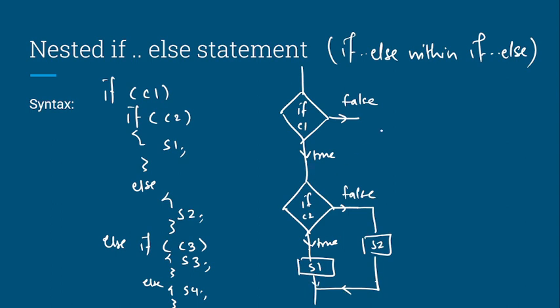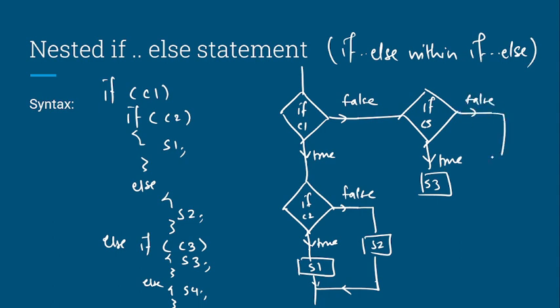But whether we'll go for this or not depends on the value of C1. If C1 is true, we are coming here. If C1 is false, then we go not for C2, but we go for C3. And if C3 is true, we go for S3, or if it is false, we go for S4. And then we can join this. This is how the flow diagram would look.